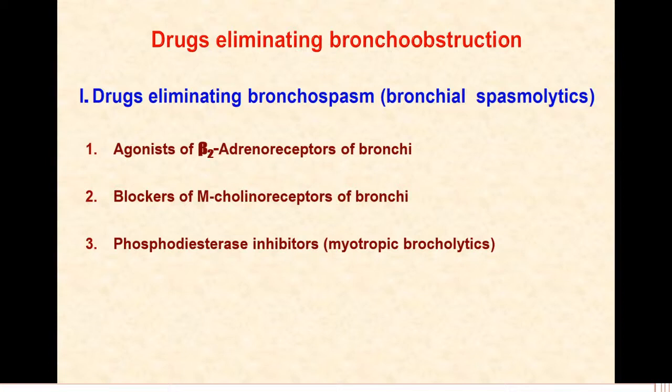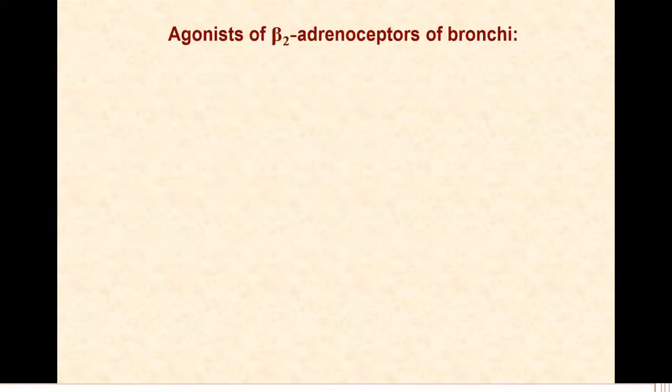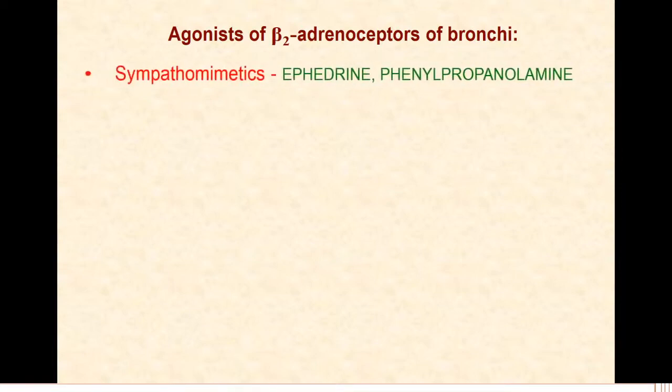And now more precisely. Agonists of beta-2 adrenoceptors of bronchi. Historically, they include several groups, from least specific to most specific. The old drugs are less specific; new drugs, later drugs, are more specific. The least specific agents are sympathomimetics, including ephedrine, phenylpropanolamine.